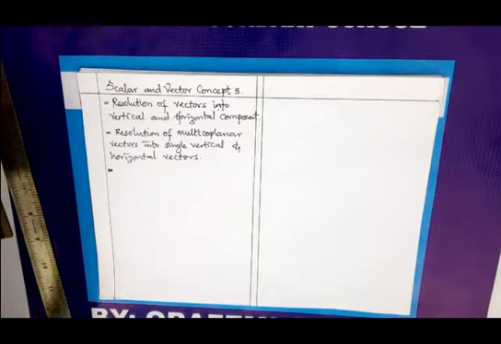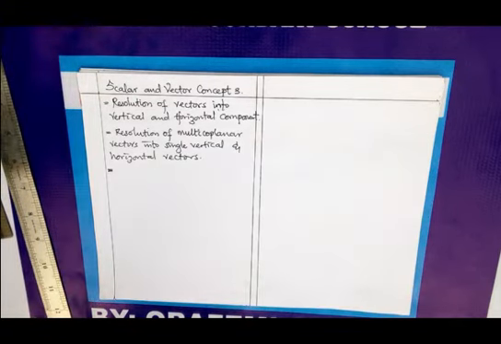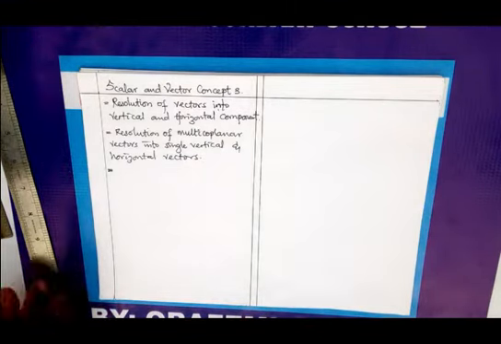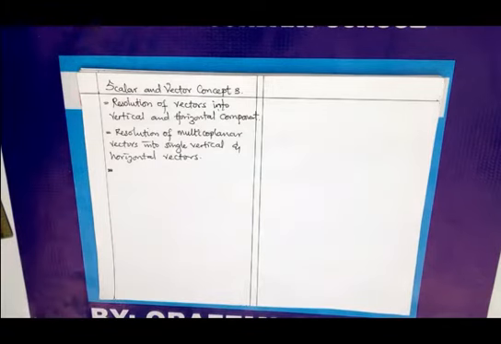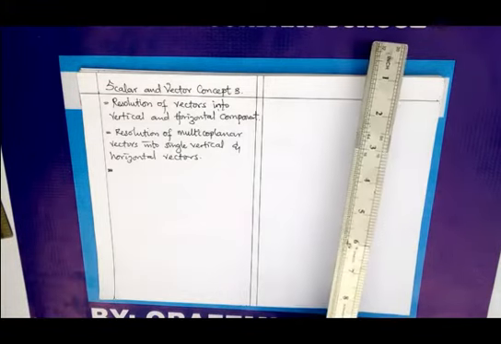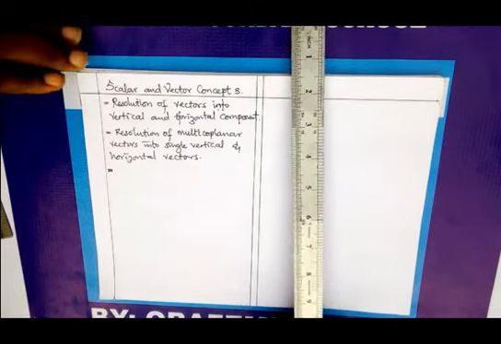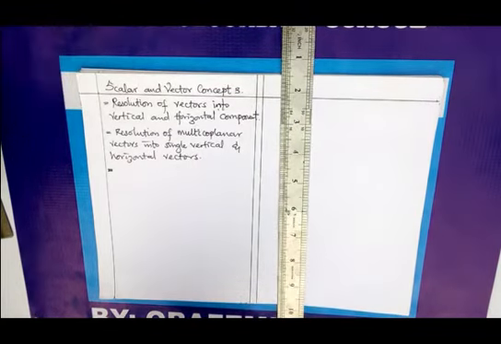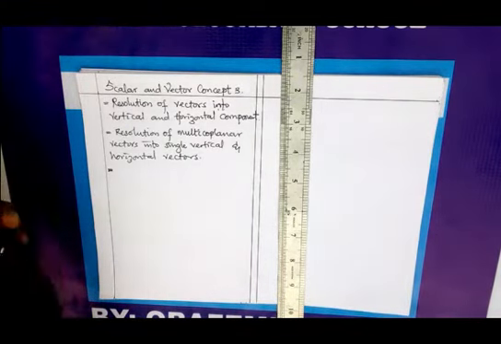We discussed in previous classes how to get the resultant of two vectors when they are parallel, when they are perpendicular, in the same direction, in opposite direction, when there is a particular angle between them. So we discussed how to resolve vectors. But in this series, we'll be looking at how to resolve a particular vector into a more useful component.